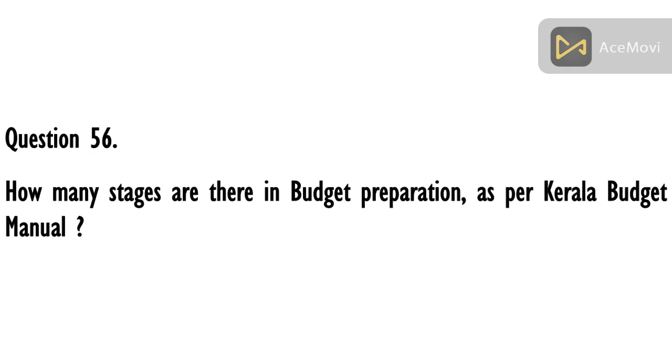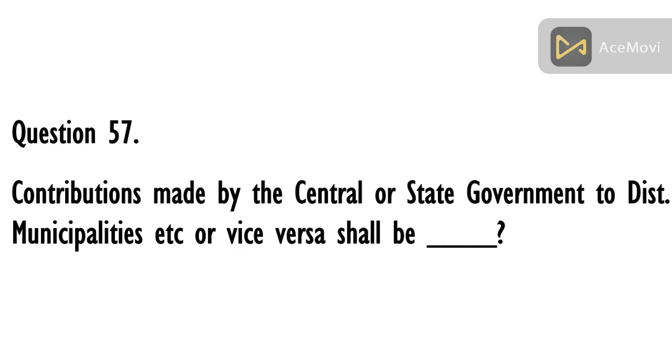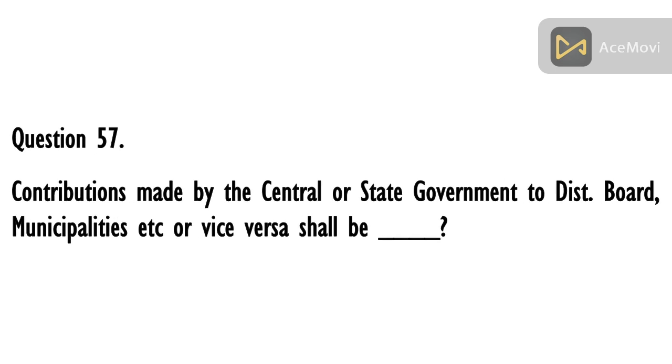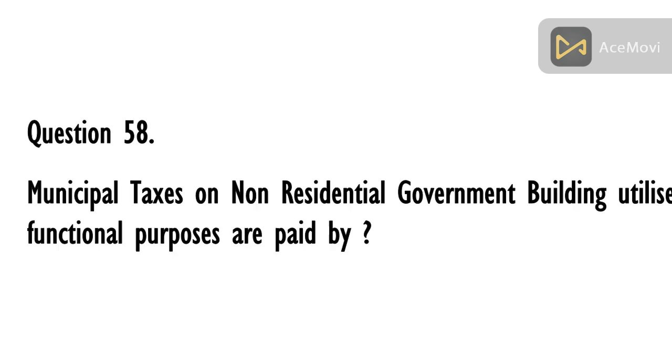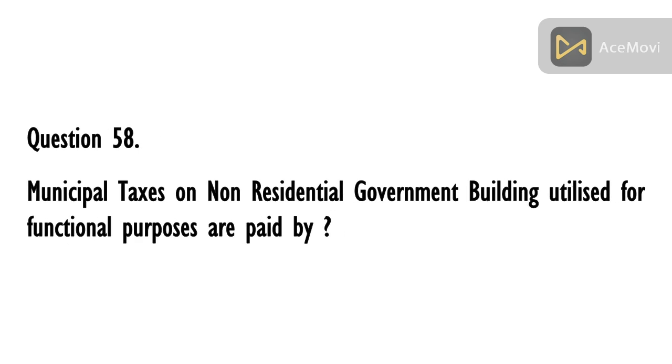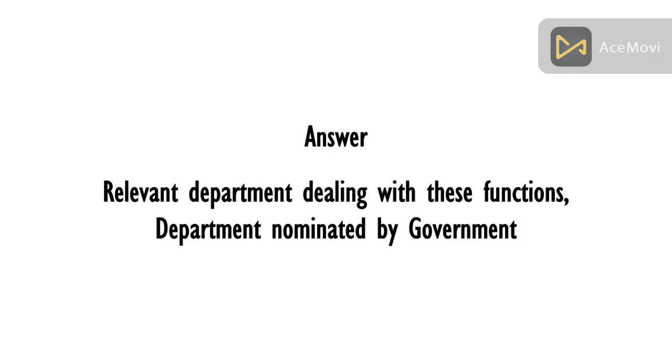Question 56. How many stages are there in budget preparation as per Kerala Budget Manual? Answer: 4. Question 57. Contributions made by the central or state government to district boards, municipalities, etc., or vice versa, shall be debited as expenditure, shown as receipts, as the case may be. Question 58. Municipal taxes on non-residential government building utilized for functional purposes are paid by the relevant department dealing with these functions, department nominated by government.